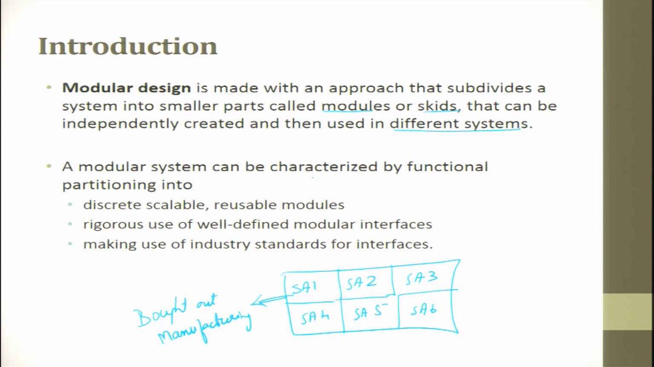A modular system can be characterized by functionally partitioning into discrete, scalable, reusable modules. It can be discrete, scalable, and in reusable modules. It also needs rigorous use of well-defined modular interfaces, making use of industrial standards for interfaces.